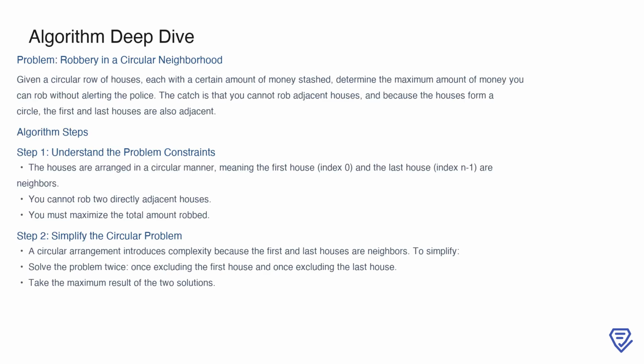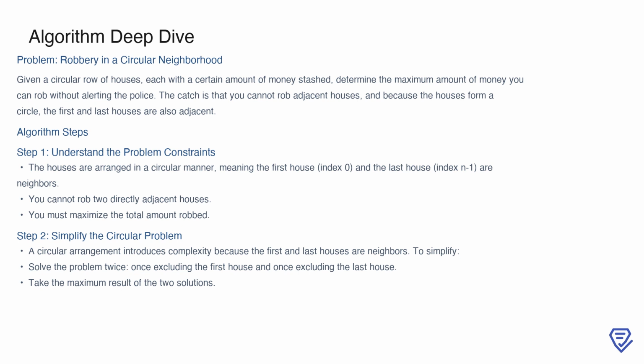In this problem, we're tackling a variation of the classic house robber problem, but with an added twist: the houses are arranged in a circular neighborhood. This means the first and last houses are neighbors, which complicates our decision-making, as robbing one affects the other. The goal remains the same: to rob the maximum amount of money without alerting the police, which means we cannot rob two adjacent houses. To approach this, we first need to understand the problem constraints.